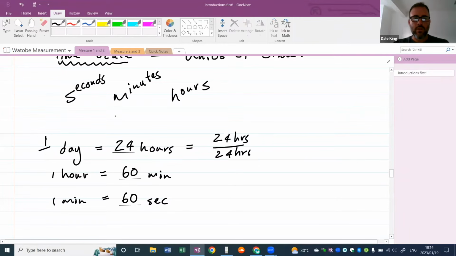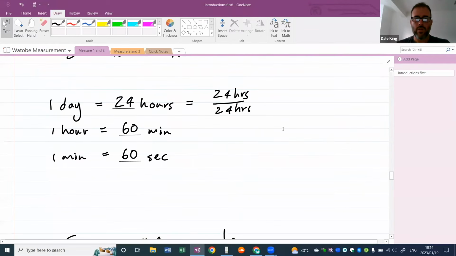So I'm just going to put it all back. So we know these numbers. I just want to remind you, we'll see a little bit later on why I'm doing this. I just want to remind you that we can change 1 day into 24 out of 24 hours. So we all know this.